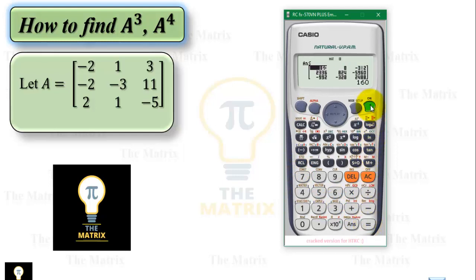There is another way to find A raised to 4, that is shift 4, Mat A, and you can see the square key, so this is A square. If you push the equal to button, it will give you A square directly. So there are two ways, either Mat A into Mat A or Mat A square. Here we will go for A raised to 4, so into shift 4 A, again square, so A square into A square gives us A raised to 4, the same thing.